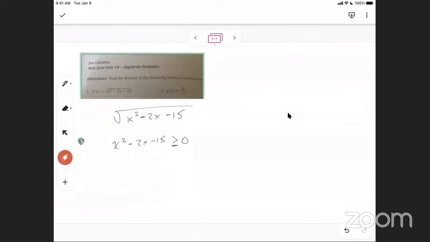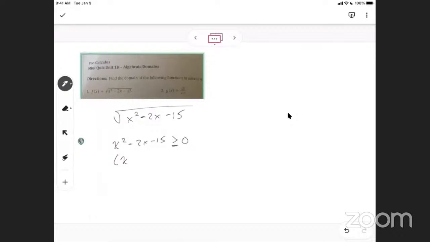Now I'm going to show you the way to do that without Desmos or a graphing calculator. I mean, you can use a graphing calculator, but what I'm saying is a 2-dimensional look at it. To graph this, you're going to factor it.